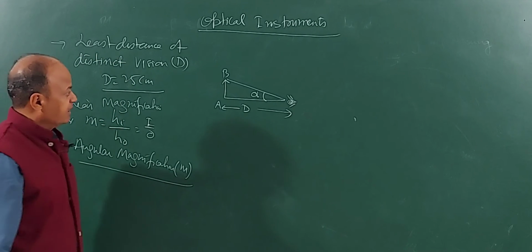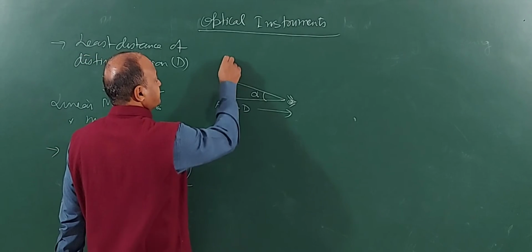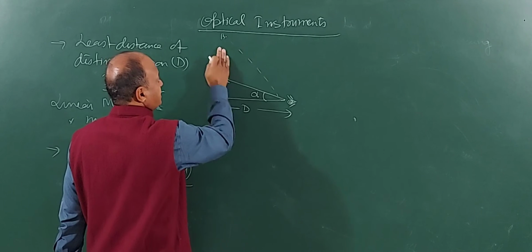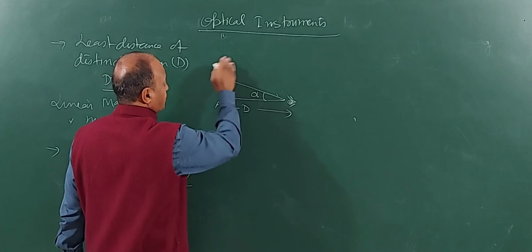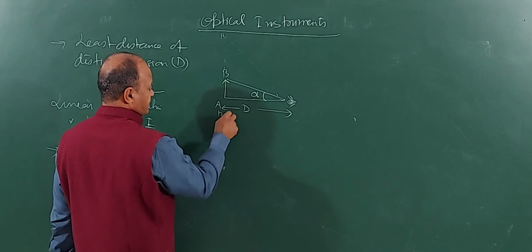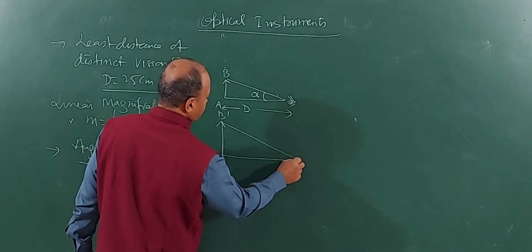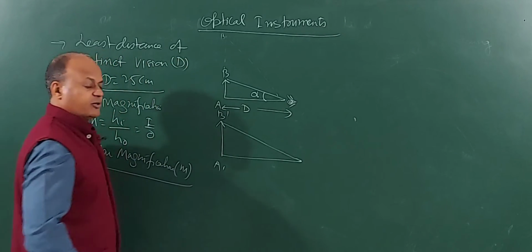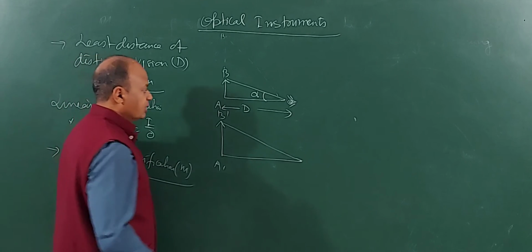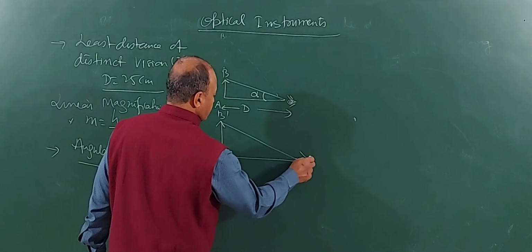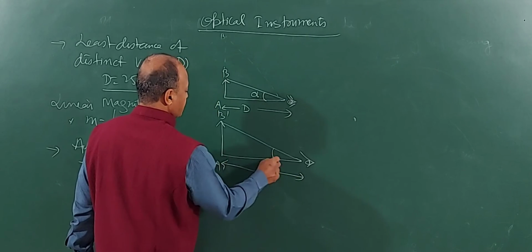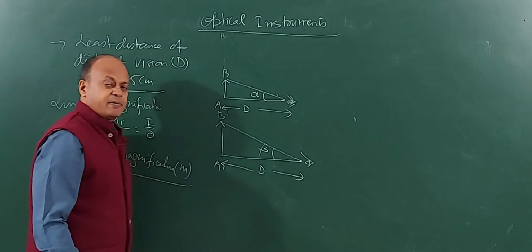Now, if I magnify and the image becomes, suppose, A dash B dash, and don't think that the image will always be virtual. It can be real and inverted also. And now when I see through this optical instrument at the same distance D, the least distance of distinct vision, the image is subtending what angle? Beta.